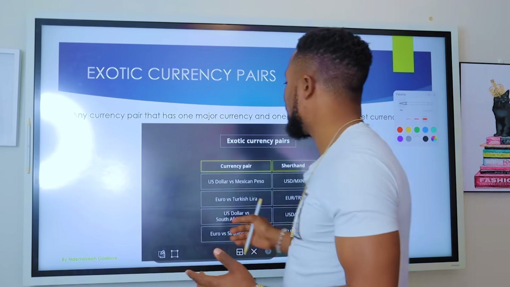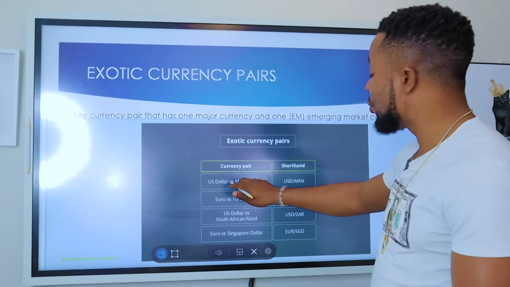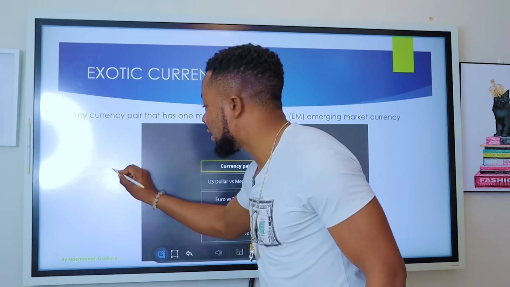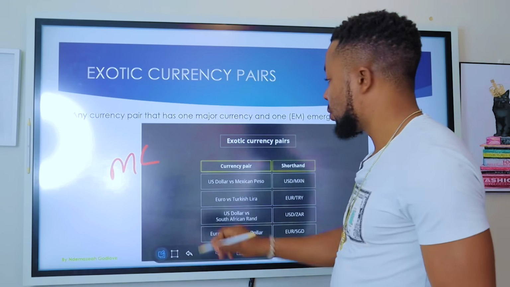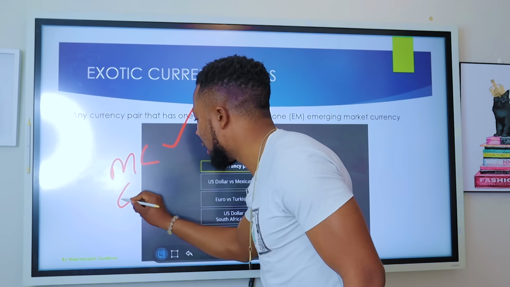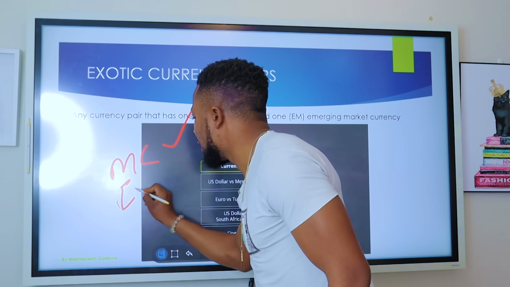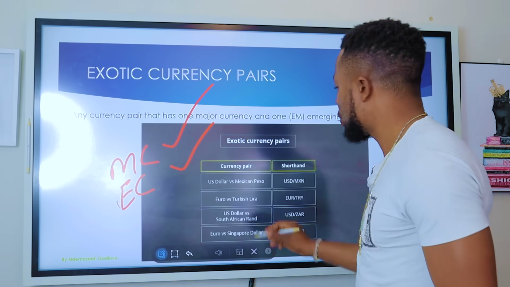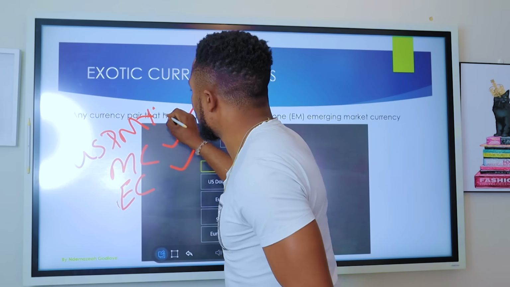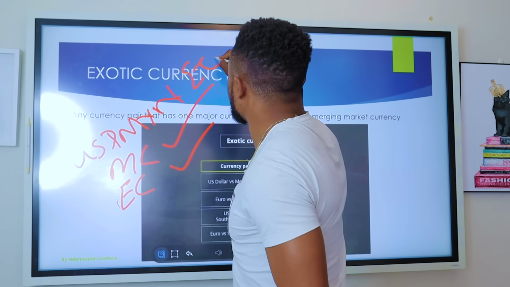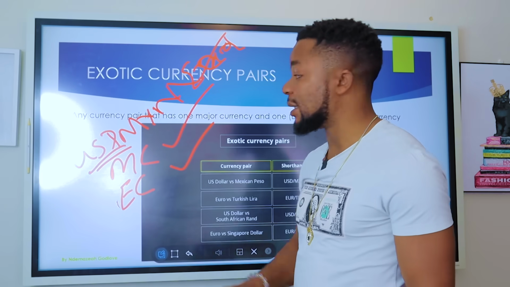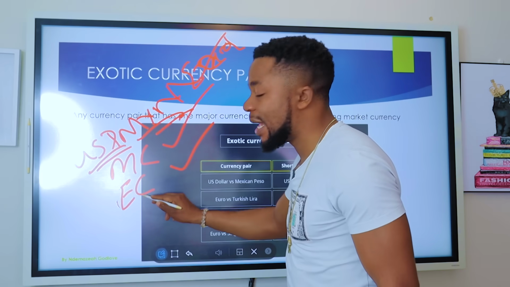So for example, here we have the United States dollar versus the Mexican peso. The United States dollar is considered a major currency, all right, so you tick that, and the Mexican peso is considered an emerging currency, so we also tick that. So now the United States dollar and Mexican peso becomes what we call an exotic currency pair, because the first currency is a major currency and the second currency is an emerging currency.